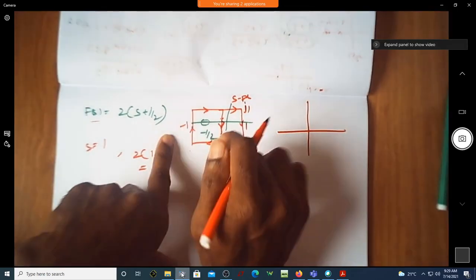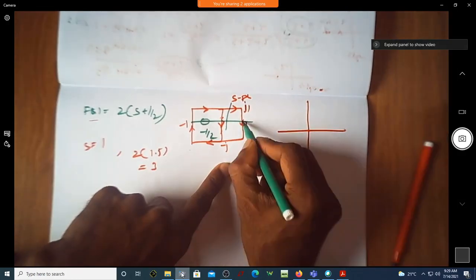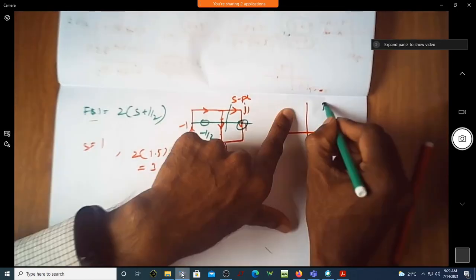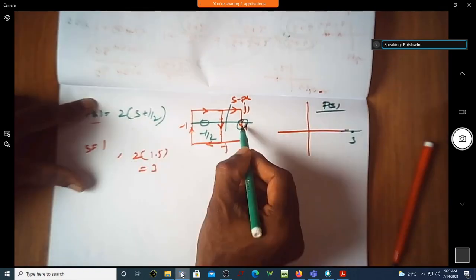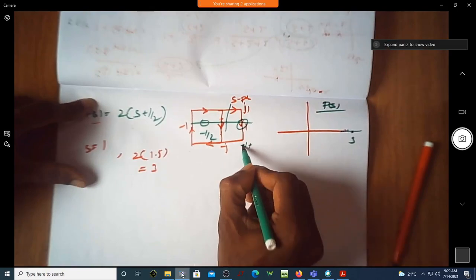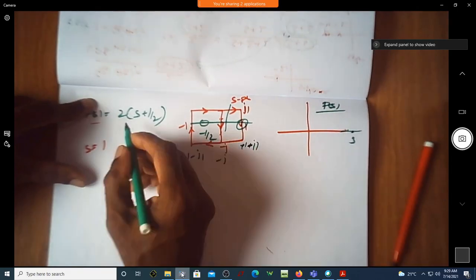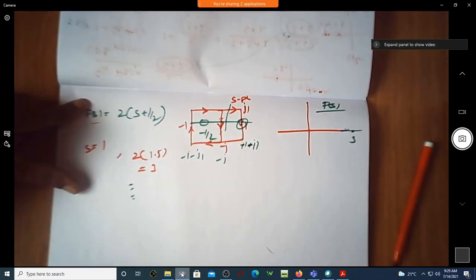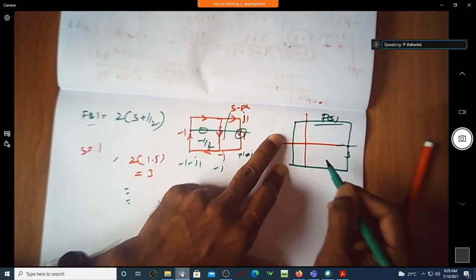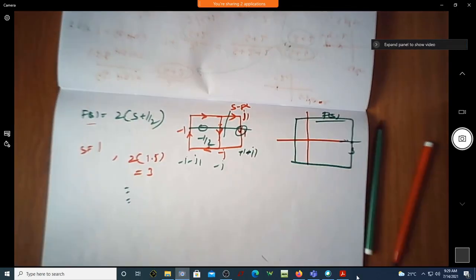Correct? So for each and every point, do you have a corresponding point in the f of s plane? When you substitute the value of s as 1, as plus j1, as minus j, as minus 1, will you get a different set of values? Using that, I am going to write a contour. So upon writing the contour, you can see I got this. Can you see here? I got this one.